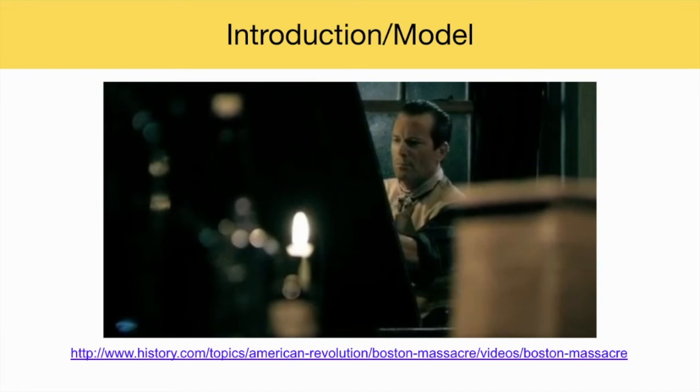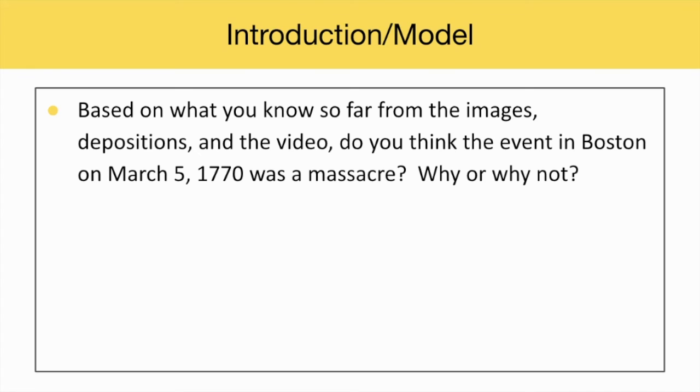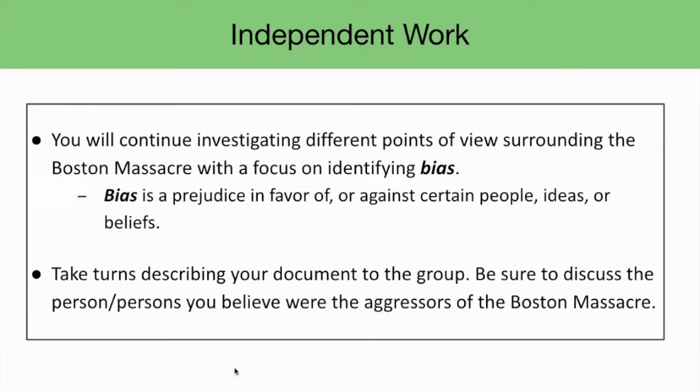We'll then share this video from history.com of a reenactment of the Boston Massacre. Then we'll pose this question to students. Based on what you know so far from the images, depositions, and the video, do you think the event in Boston on March 5th, 1770 was a massacre? Why or why not? After our mini lesson, we'll share with students that they will continue investigating different points of view surrounding the Boston Massacre with a focus on identifying bias. Remind students that bias is a prejudice in favor of or against certain people, ideas, or beliefs.